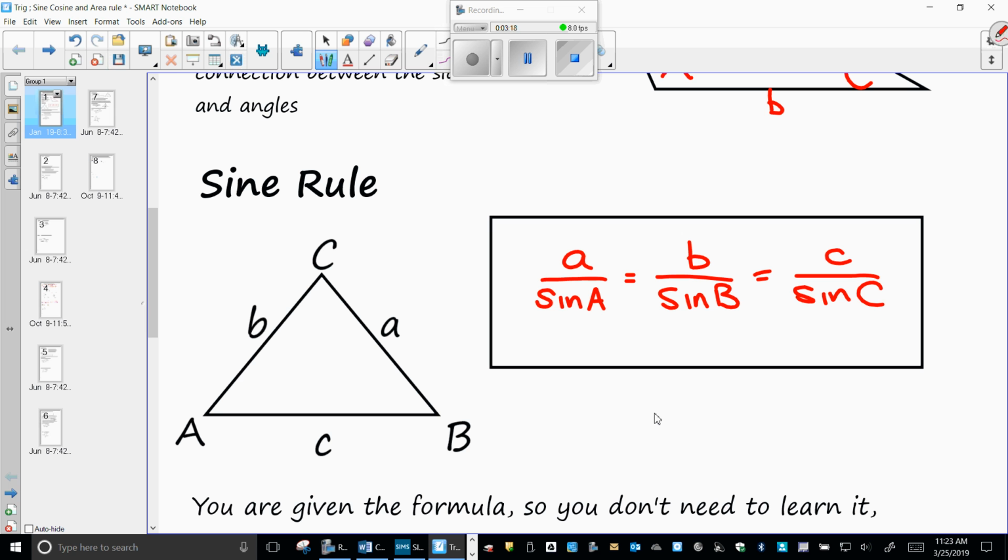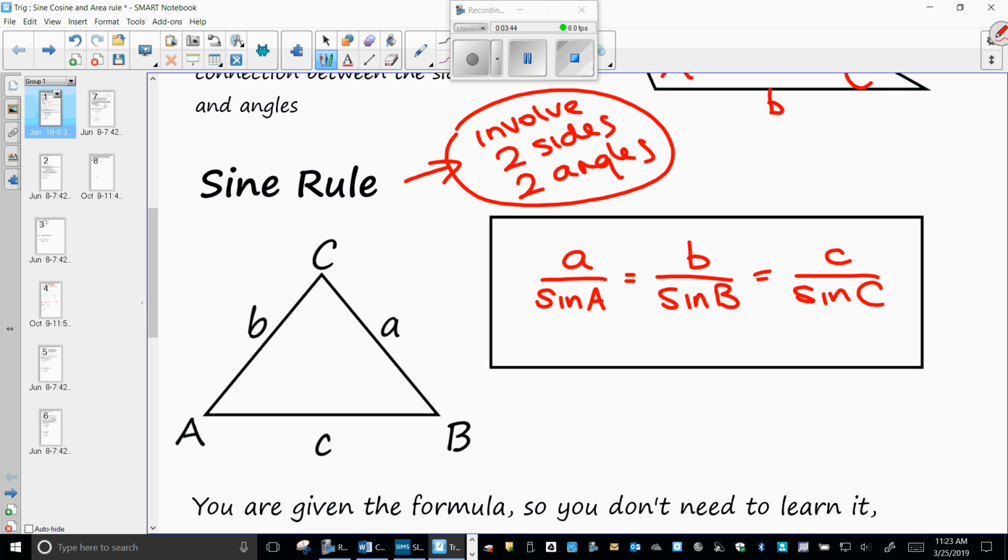We're going to learn about two rules, the sine rule and the cosine rule. There's no tan rule. Some people are like, I don't know which one to use. For the sine rule, the questions involve two sides and two angles. I'm going to clarify that now.